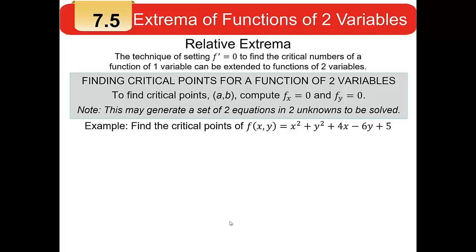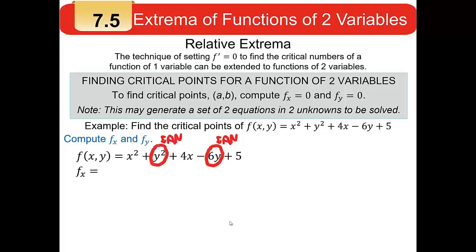6y plus 5. Now, to do what I said just above, I need to compute the two partial derivatives, partial with respect to x, partial with respect to y. Let's just start off with partial with respect to x. Now remember, when I do that, I'm holding y constant. And going back to what we learned previously, if I scan through that function, the second term y squared is being held constant. If y is constant, then y squared is constant. And the fourth term, the minus 6y, is also being held constant. There are no x's in either of those. So both of those are just numbers. We just think of them as numbers.